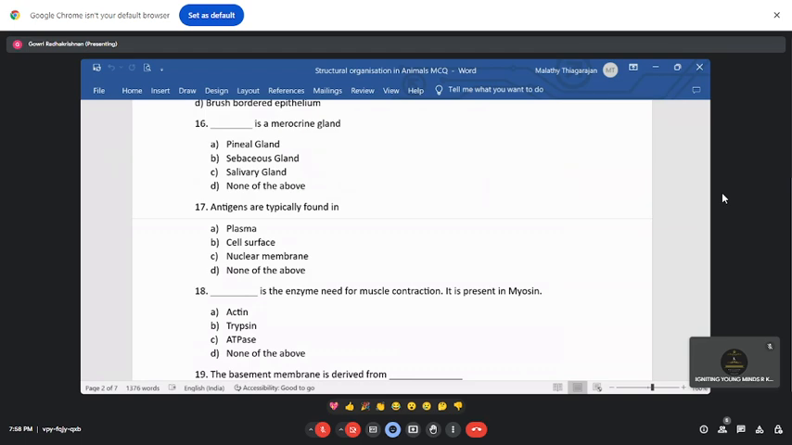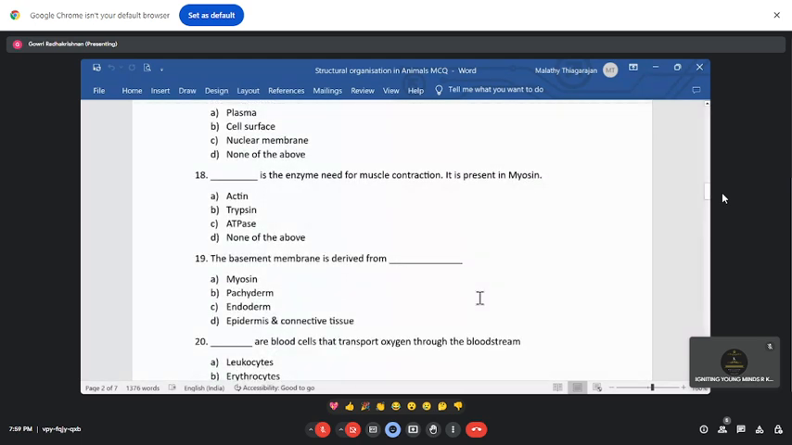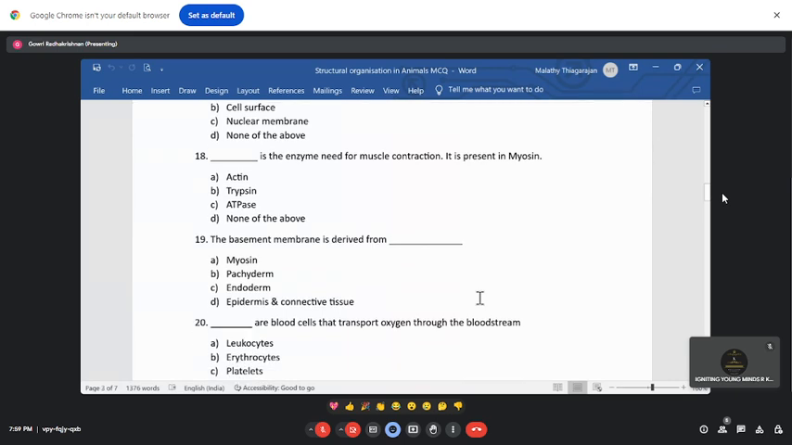Seventeenth, antigens are typically found in cell surface, not on a plasma, not nuclear membrane. None of the above is wrong. It is found in cell surface. All right, next one. Dash is the enzyme needed for muscle contraction. It is present in myosin.